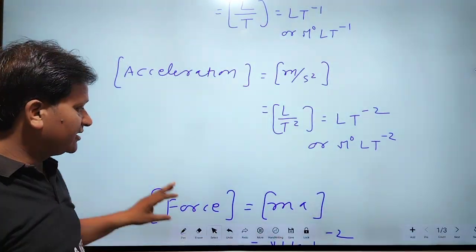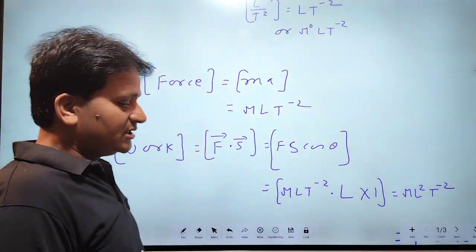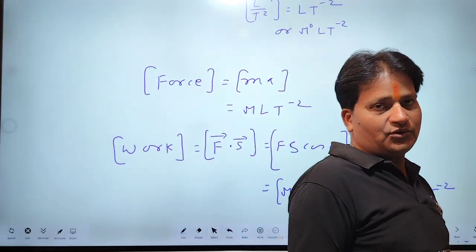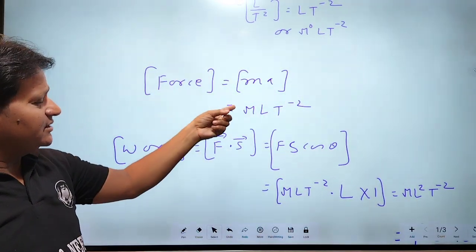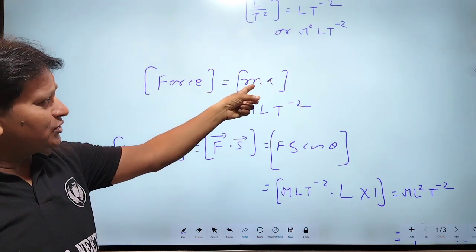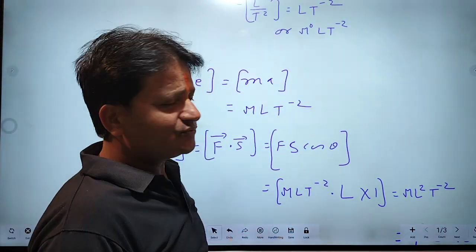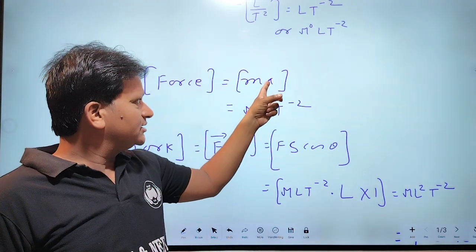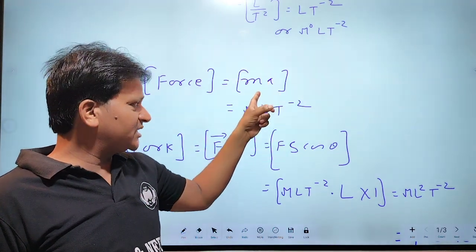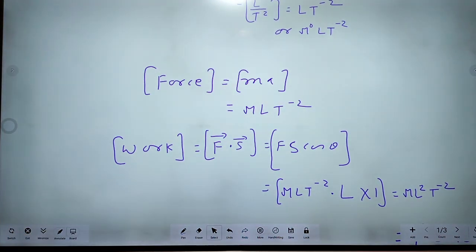Okay. Now I am going to find the dimension of force. I have already determined the dimension of force in the previous class. Force is defined as the product of mass and acceleration. Therefore, its dimension will be, this is mass M, this is acceleration. The dimension of acceleration will be LT minus 2. Therefore, the dimension of force is equal to MLT minus 2.